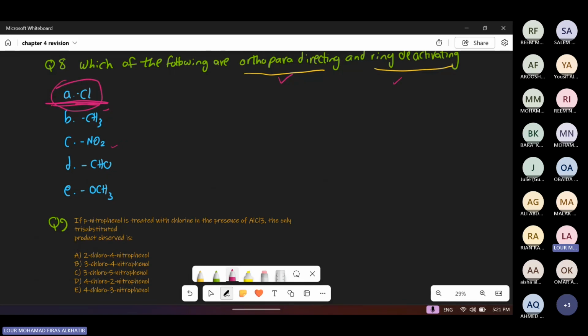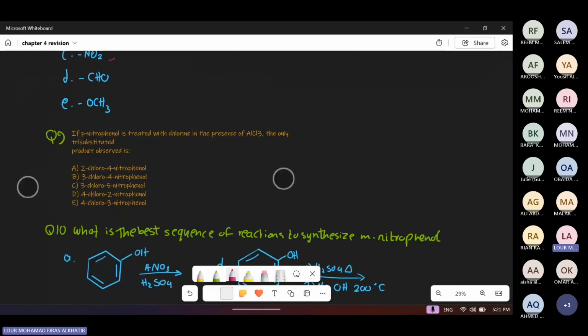Perfect. Okay, C. Is it ortho para? Meta. Perfect. Okay, let's see. Wait, D is deactivating or activating?